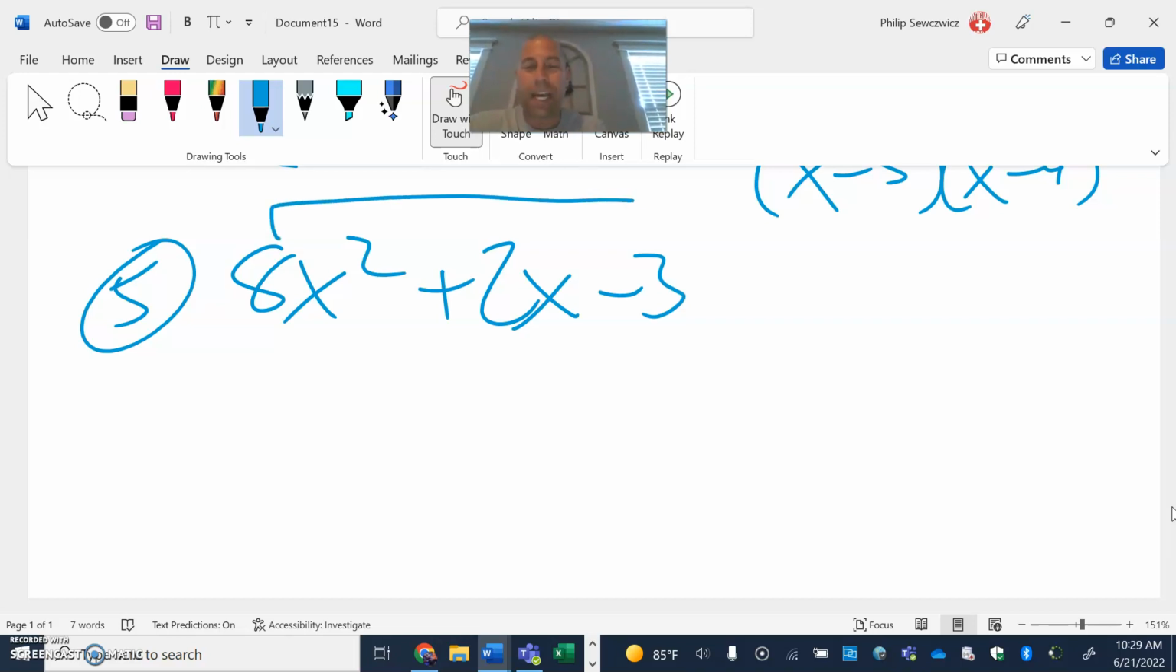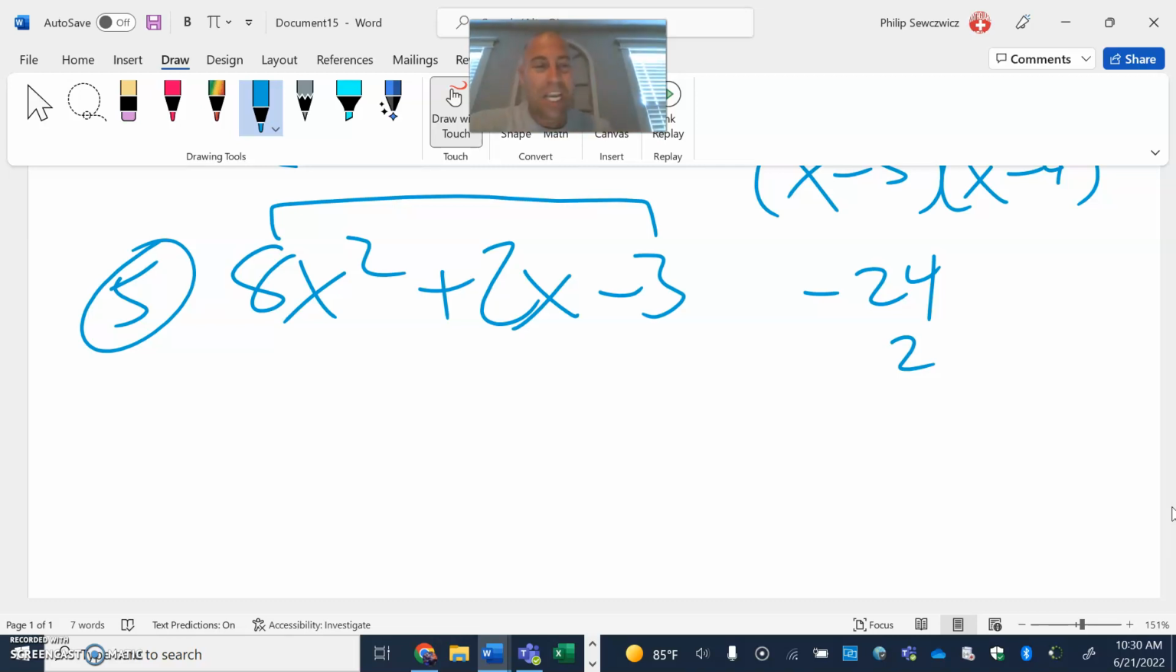So here we go. I see a negative 24 that we're going to multiply to, and I see a 2 that we need to add to. So 24: 12 and 2. Well, I can't combine 12 and 2 to get to a 2. All right, 8 and 3. Nope. 8 plus 3, 8 minus 3, nope. 6 and 4. 6 plus 4... oh, but 6 minus 4 gets me to a 2.